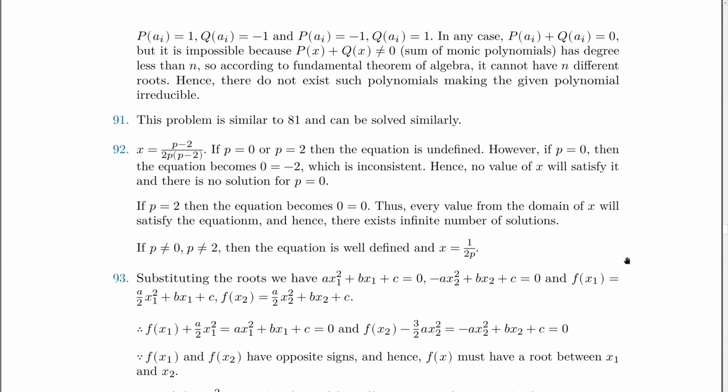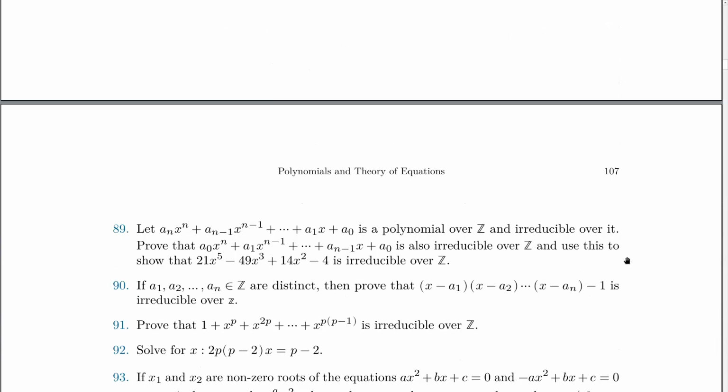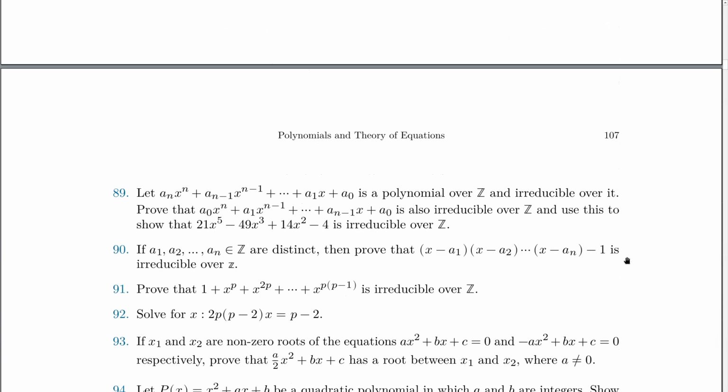Now if we add (a by 2) x1 square to f of x1, it becomes a x1 square plus bx1 plus c. And if we subtract (3 by 2) a x2 square from f of x2, then it becomes minus a x2 square plus bx2 plus c, which is equal to 0. So from this, we can say that f of x1 and f of x2 have opposite signs, and hence f of x must have a root between x1 and x2. Now we go and see problem 94.